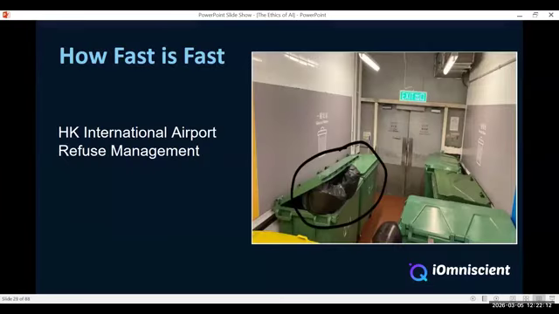Let me give you a story. Hong Kong Airport wanted to make sure that their garbage rooms were clean. Now, they have 180 such garbage rooms under the airport. Why so many garbage rooms? Well, I discovered that all airports have hundreds of garbage rooms. Why? Because every plane that lands every 10 minutes is dumping half a ton of garbage, right? And it has to go somewhere.